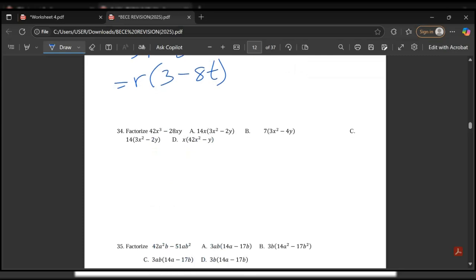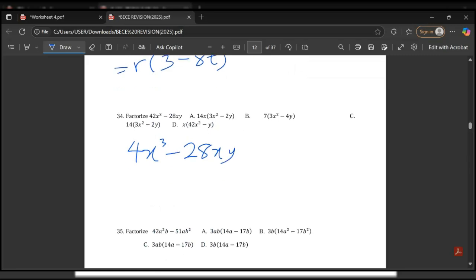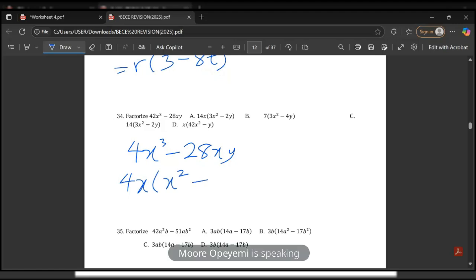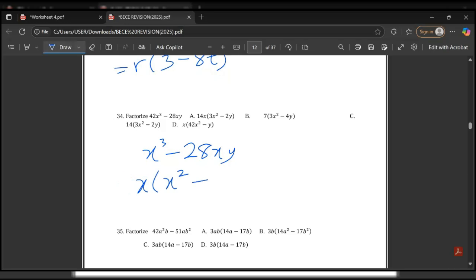34 is under factorization as well. So 42x cubed minus 28xy. So what is common? 4 is common to 28 and 4. Oh, sorry, 42. Thank you. So let's start again.